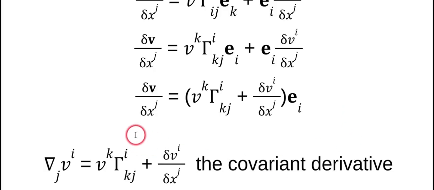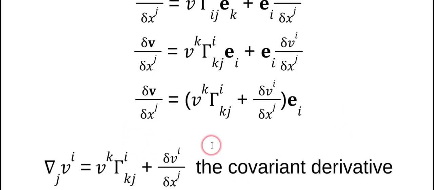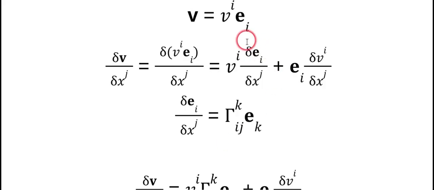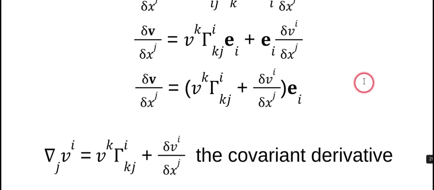As an example, in Cartesian coordinates, we know that the partial derivative of a basis vector with respect to a coordinate in the Cartesian plane is 0, because these are orthonormal basis vectors, so they're constants. So the derivative is 0, and there are no Christoffel symbols. So the covariant derivative is the same as the partial derivative in Cartesian coordinates. It's not true in other coordinate frames.